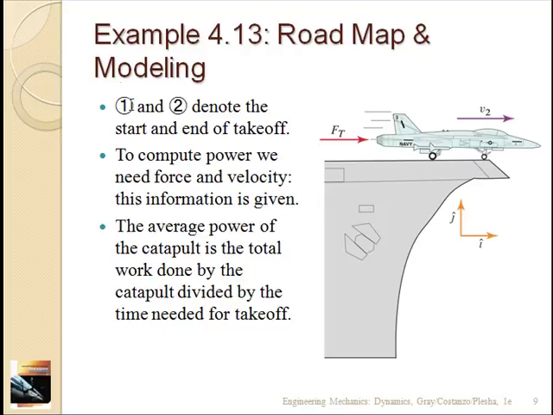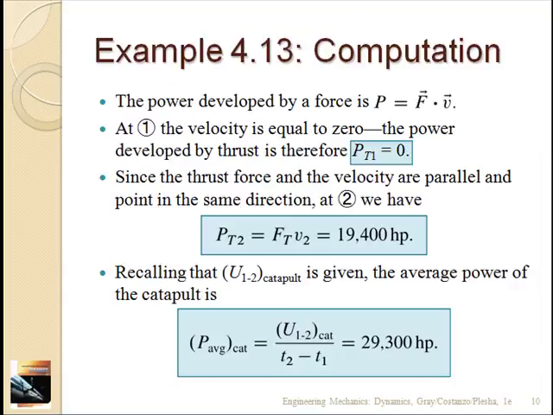So we denote state 1 to be the start of the takeoff and state 2 to be the end. So the time from 1 to 2 is 2 seconds. And then we compute the power we need, and the force and the velocity. These are given. The average power is the total work done by the catapult divided by the time needed for takeoff, right? dU/dt essentially. So since the force and the velocity are in the same direction, then F dot V, which gives us power, is just the force times the velocity. Okay, so initially the velocity is equal to zero, so the power developed initially is zero.